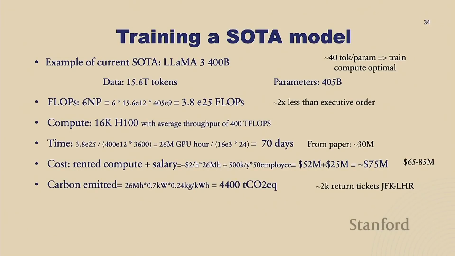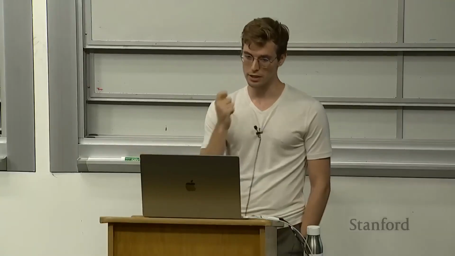Carbon emitted. A lot of people might ask, because cost is not the only thing that is important. So I did the computation. It's around 4,000 tons of CO2 equivalent. That is actually only 2,000 return tickets from JFK to London. So right now, carbon emitted is, I mean, it's huge, but it's not meaningful yet. I think in maybe GPT-6, GPT-7, once you multiply this by 100, that might become a real issue. Right now, it's still not, I think, an issue in the grand scheme of things.